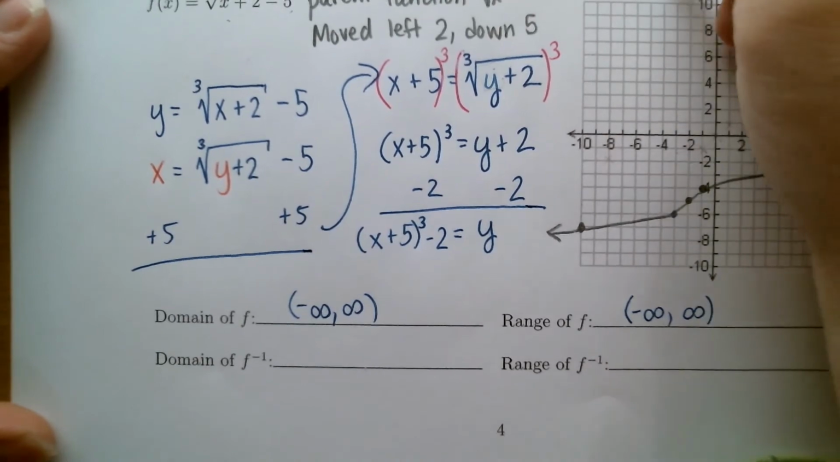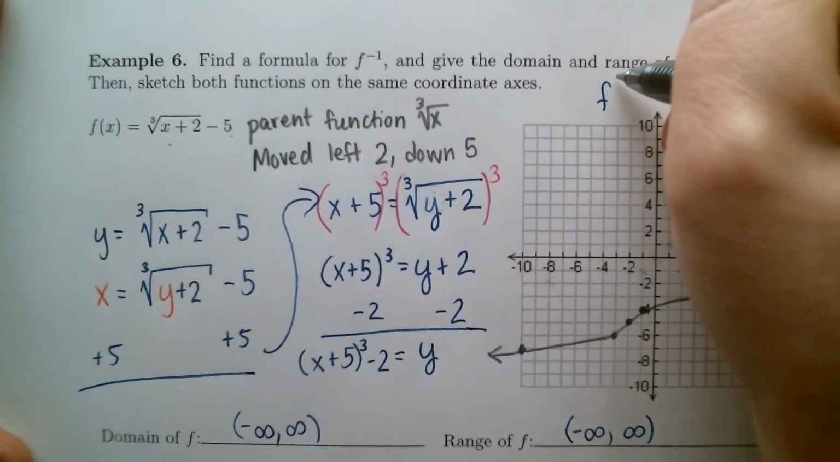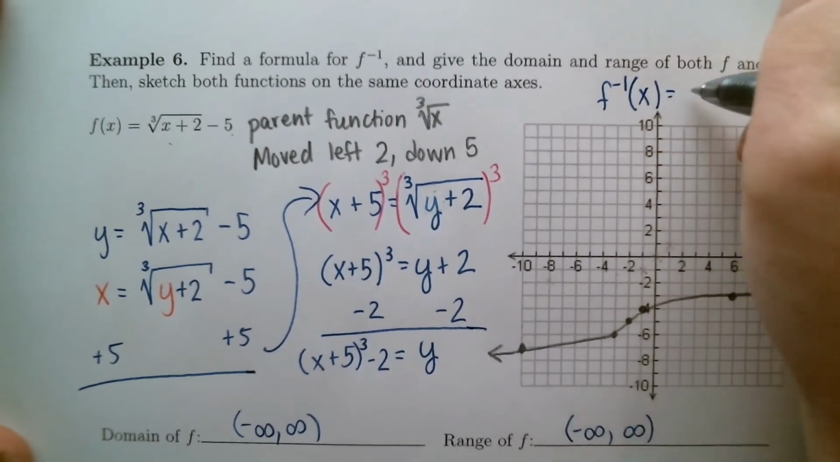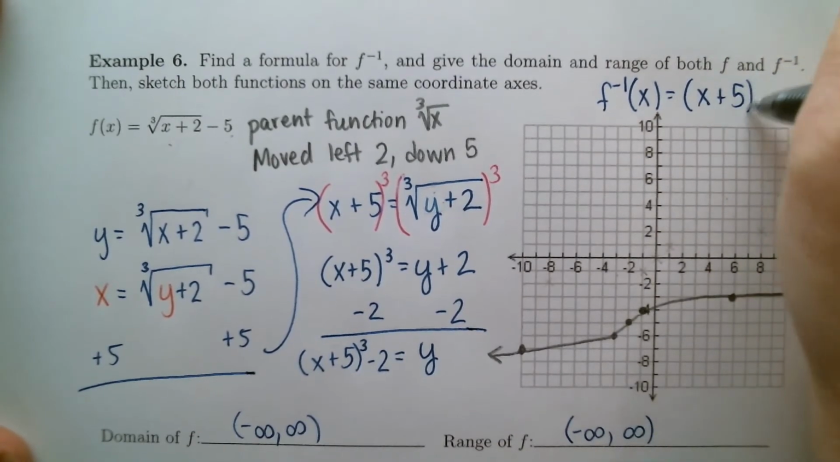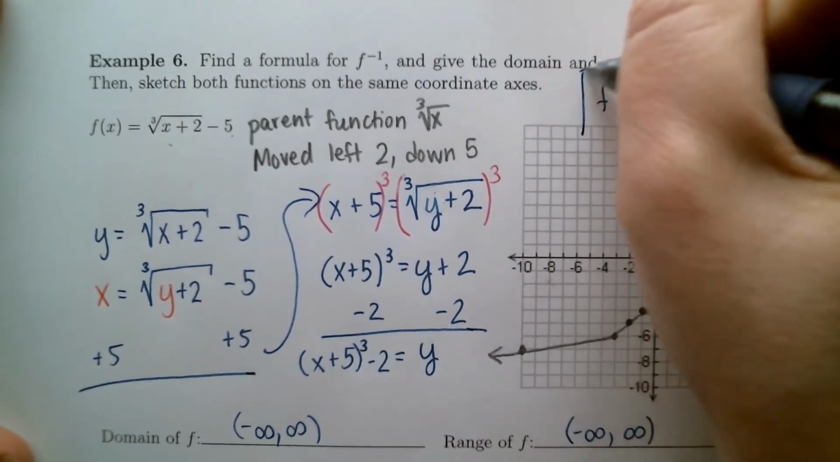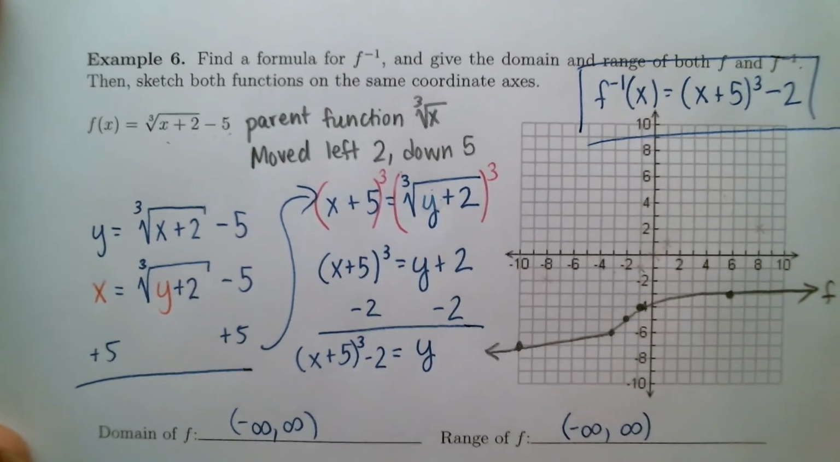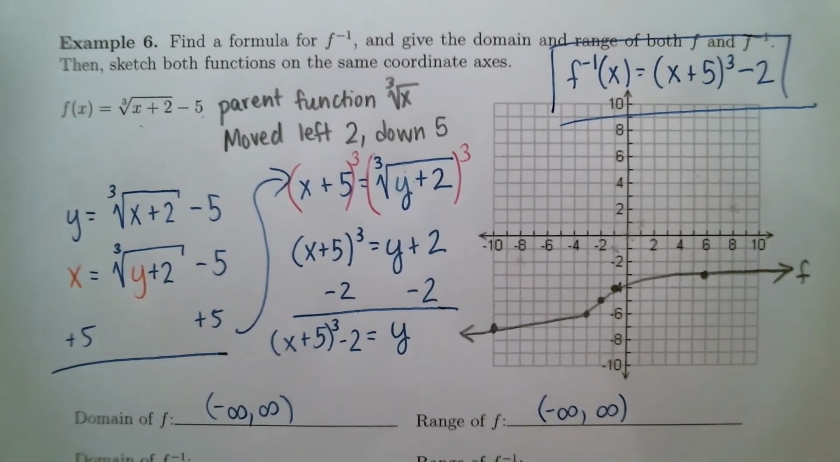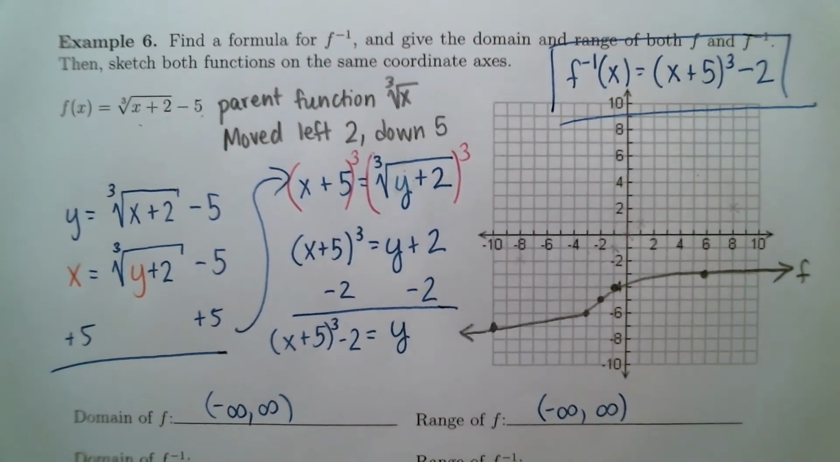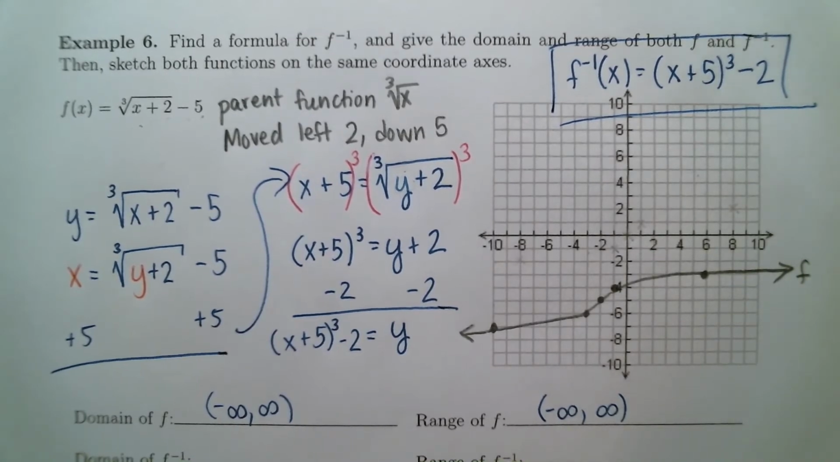I'll even write it up here just to be clear. The inverse function is (x + 5)³ − 2. All right, so let's go ahead and graph this guy. The inverse function, this is another transformation.